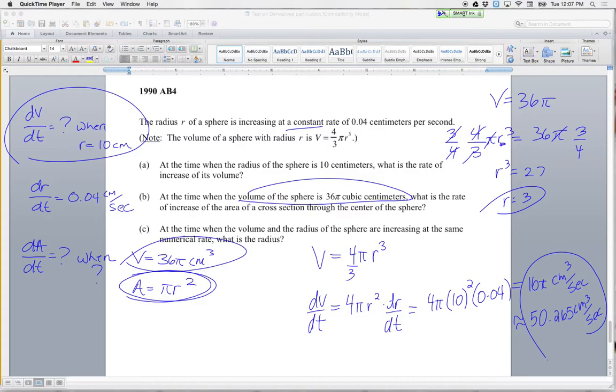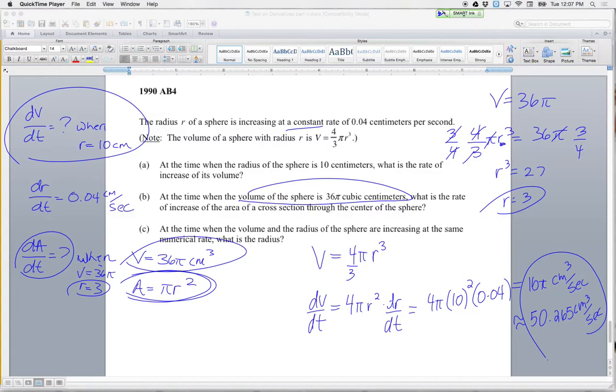Okay, so once I get r equals 3, now I know I want to find dA/dt when r equals what? Before, it was when the volume was 36 pi, but that doesn't help me here because I don't have volume in here. So really, it's when r equals 3 that I'm after, because when the volume is 36 pi, r is equal to 3. Does everybody see how I found r? Does that make sense now?